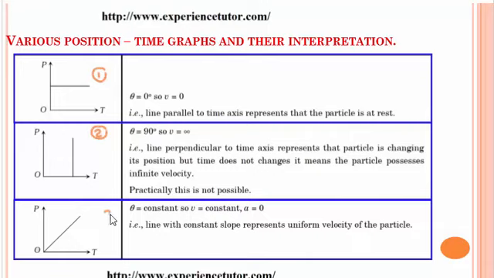Third case, we can see theta is constant. So velocity v is equal to constant and acceleration is equal to 0. That is, a line with constant slope represents uniform velocity of the particle.